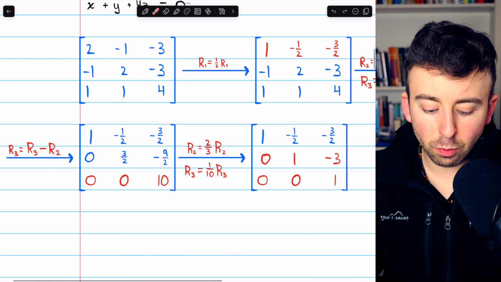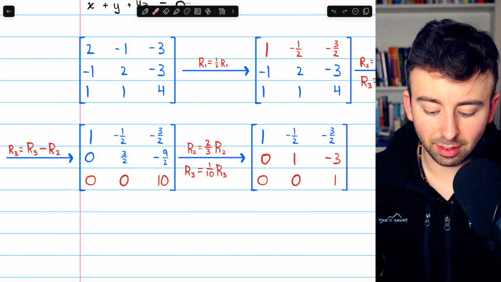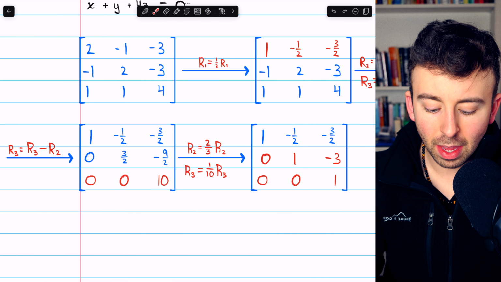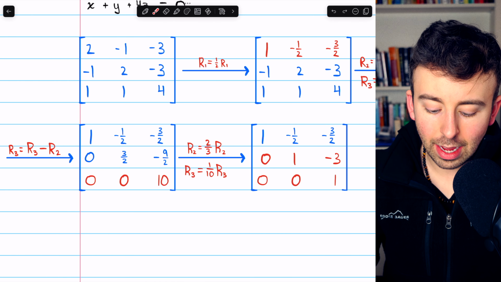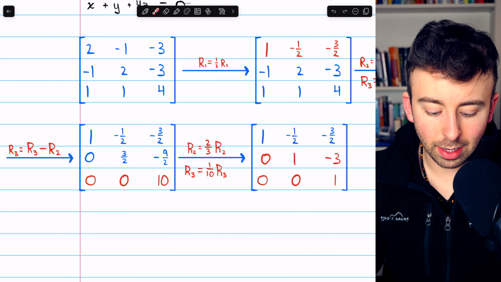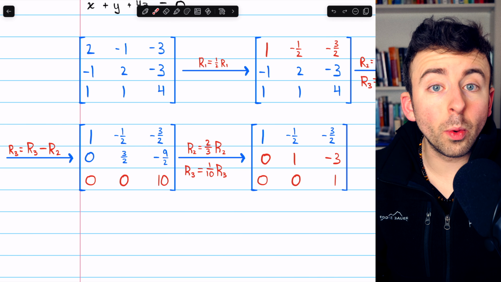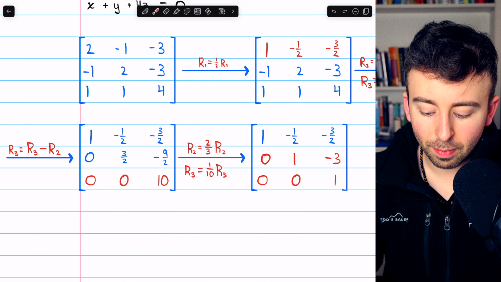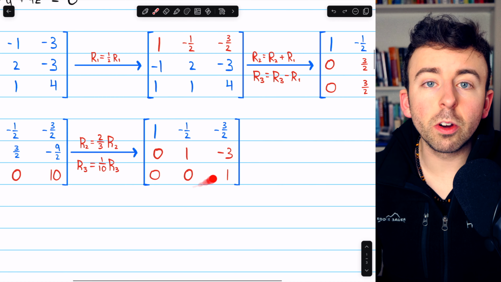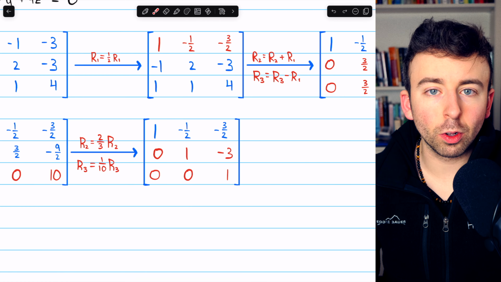Now we can divide row 2 by 3/2, which is the same as multiplying it by 2/3, in order to turn this leading entry into a 1. And also, now to clean up row 3, all we have to do is multiply it by 1/10. And that's going to get us here. We are now in row echelon form.